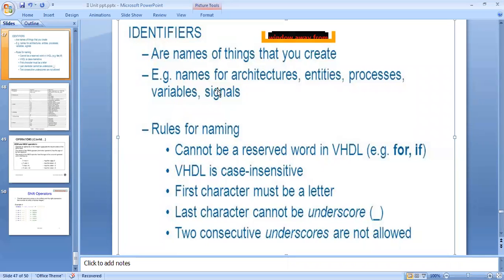What are the rules to form an identifier? The identifier cannot be a reserved word in VHDL. In VHDL we have some keywords, for example for, if, else, architecture, entity. So these keywords cannot be used as identifiers.